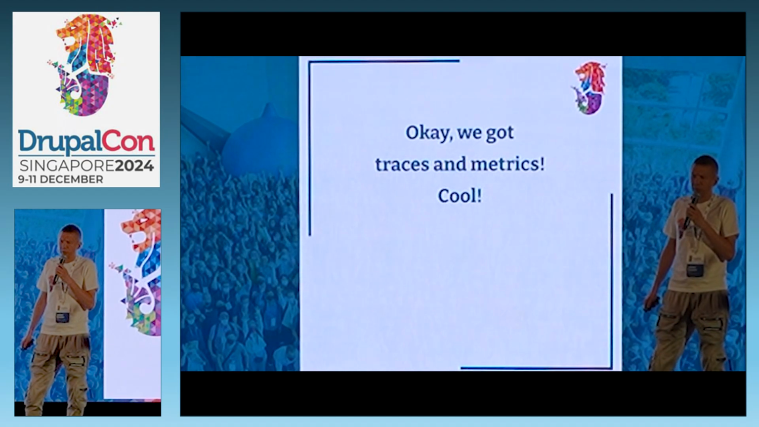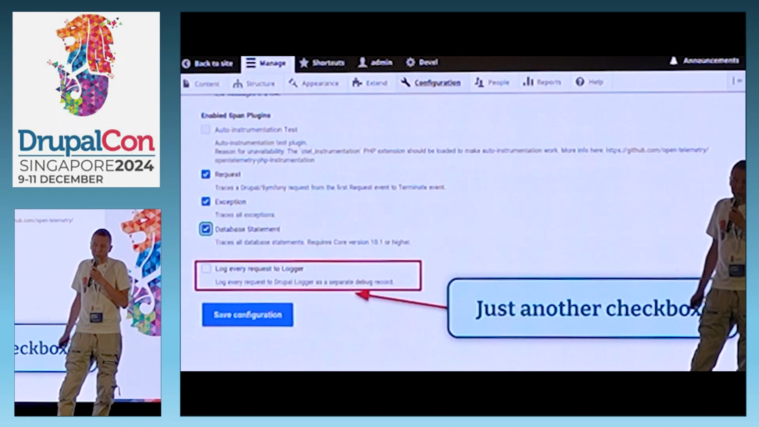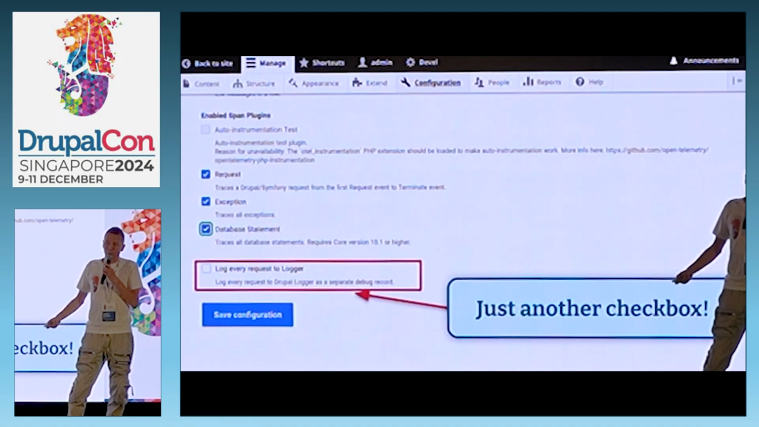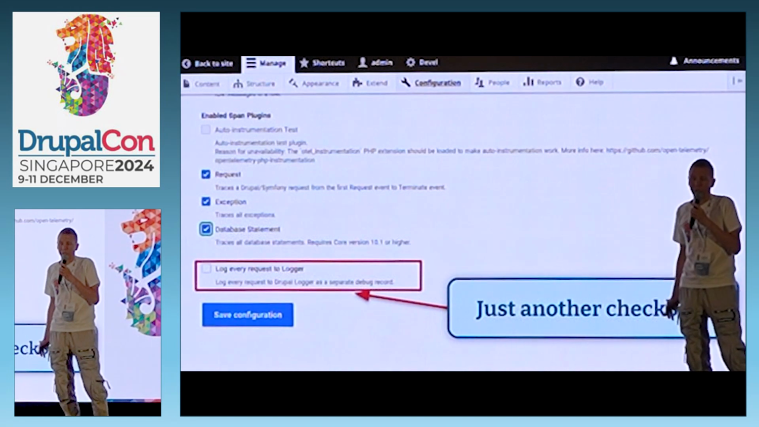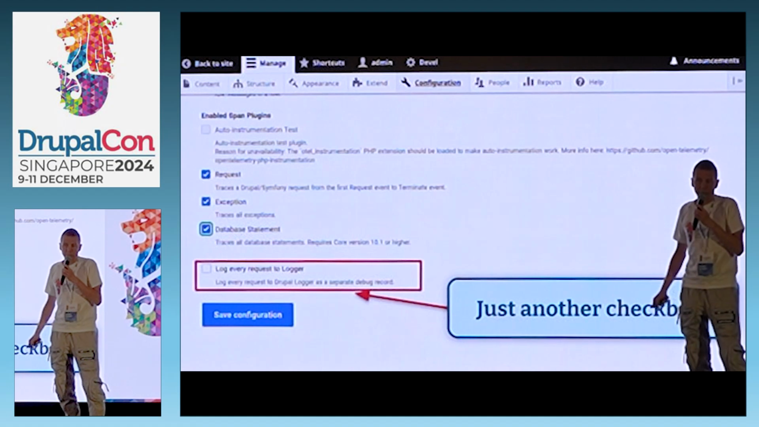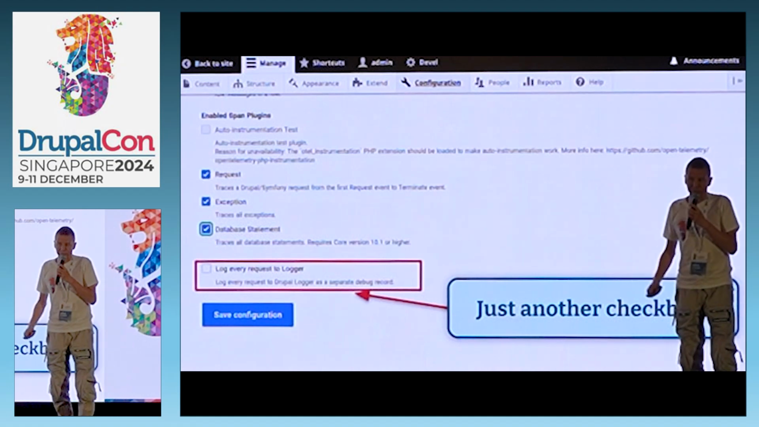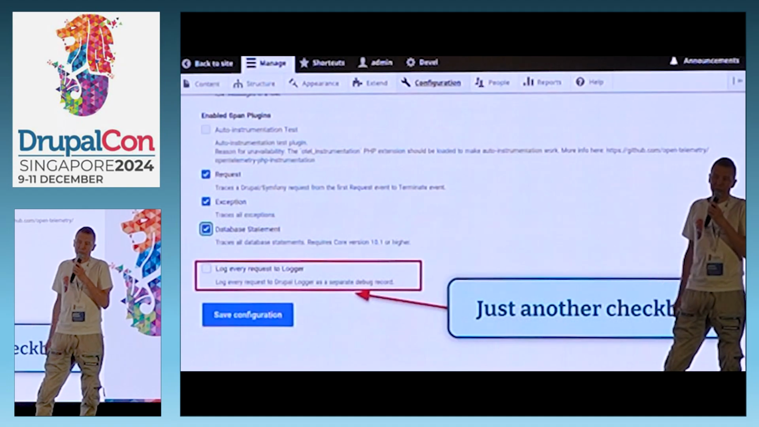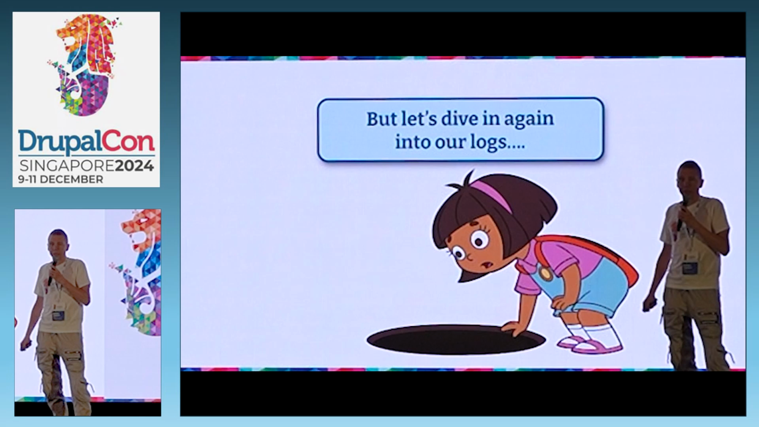Oh, we forgot something, yeah? Yeah, logs. And for logs, you just need to check another checkbox. The approach of OpenTelemetry is to log not only requests that went wrong, like with an exception or some errors, but every request. So if you turn on this option, it will log every request to the logger, even if no errors or warnings happened on it. And let's dive in again into our logs.